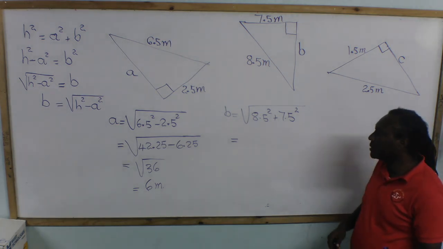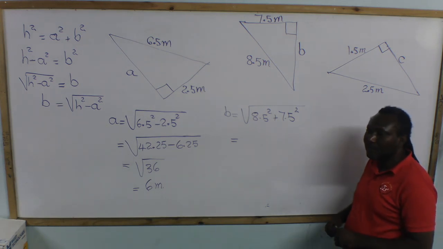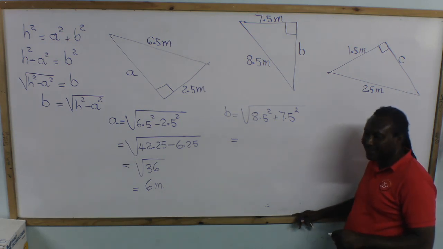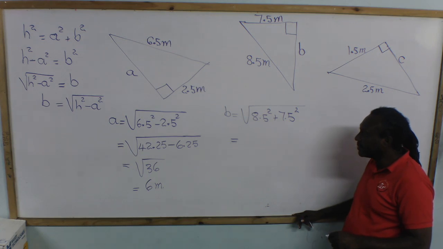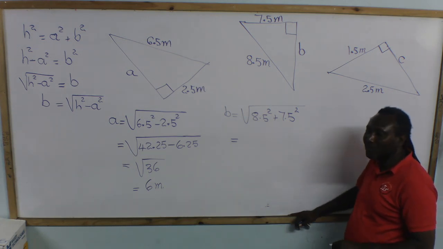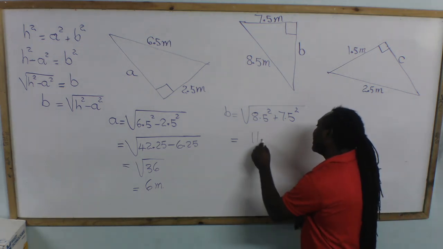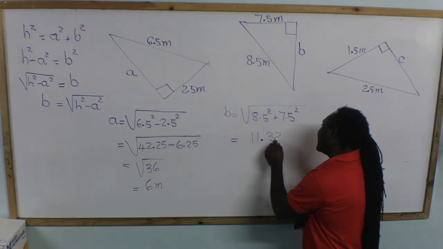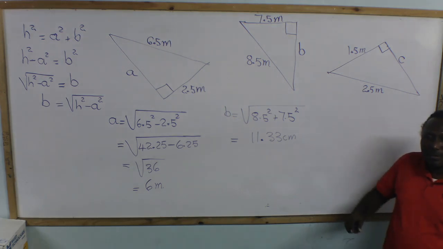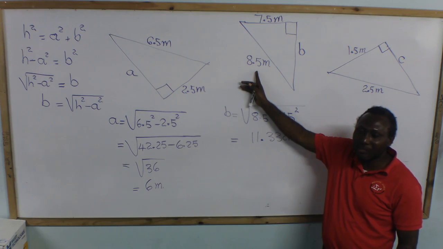72.25. Try the square root of that. 8.5 squared is 72.25. So you take away? No, you're going to add them. Add them and then find the square root. The square root is 11 point 3, 3, 6.